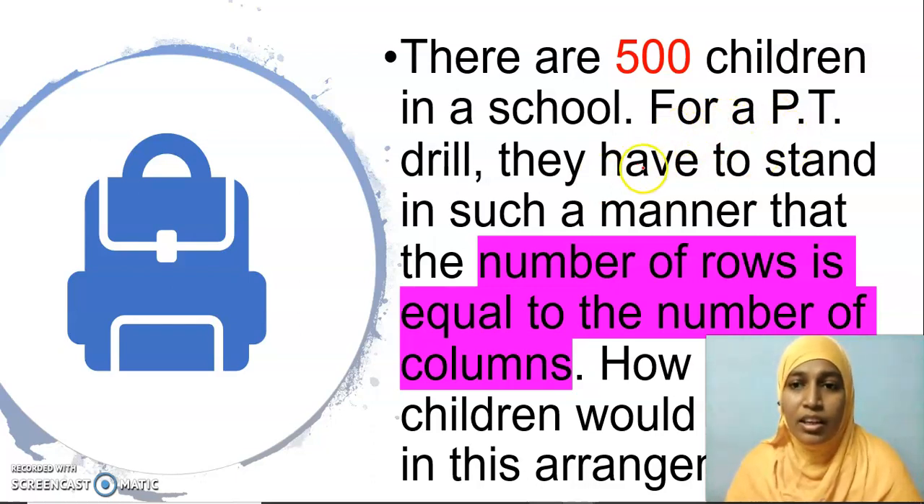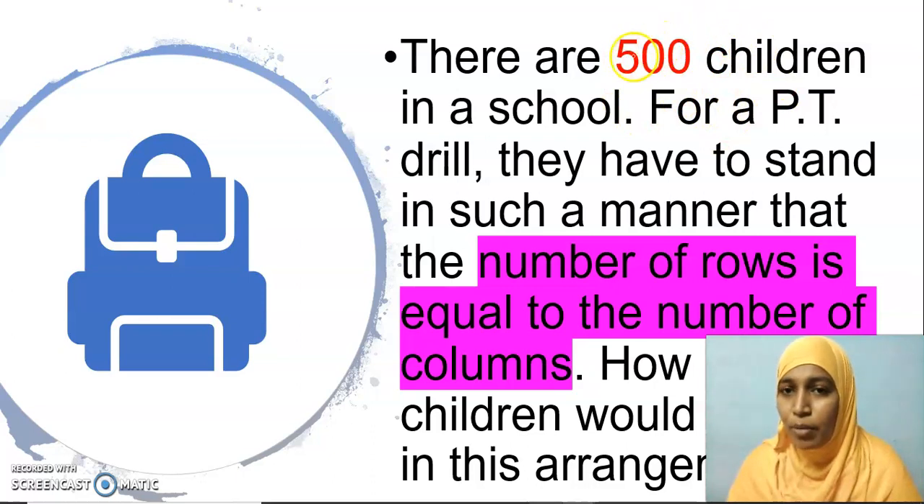Here, for this PT drill, they have planned to place the students in such a manner that the number of rows is equal to the number of columns. Is it possible with 500 children? Again, if it is 100 children, you will easily say 10 rows and 10 columns. What about 400? 20 rows and 20 columns. What about 500? Is it possible?